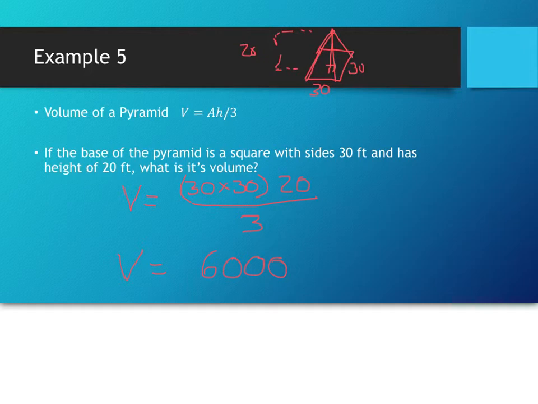Now let me just say something about volume real quick. Here our measurements were all in feet. Volume is in cubic units, so we're talking about cubic feet for a pyramid. If you took a 1 foot by 1 foot by 1 foot cube, you'd have to take 6,000 of those to fill that pyramid.